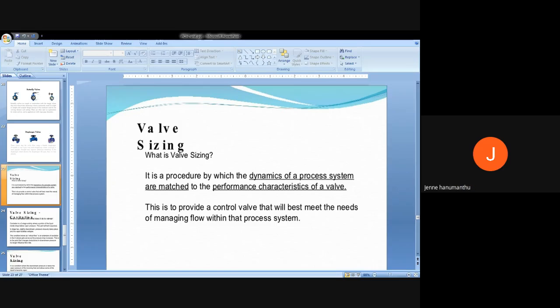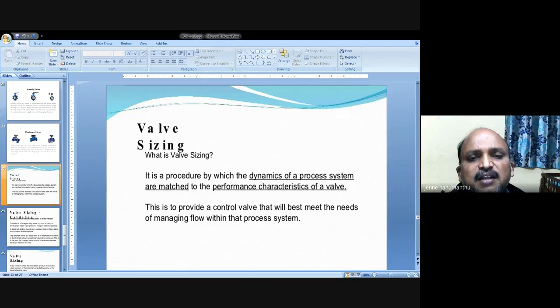General relation? The general relation can be written as capital Q equals C into root of del P by capital S. What is Q? Flow rate. What is del P? Pressure difference, input pressure and output pressure. Fine. And what is C?